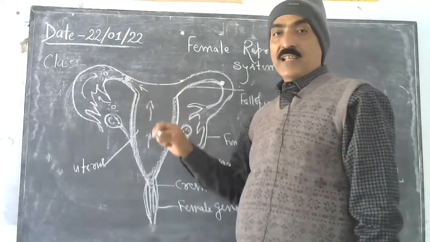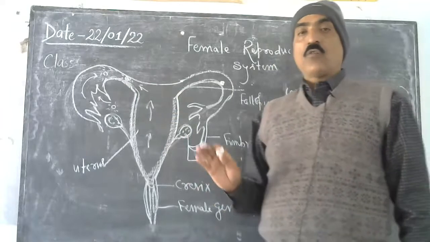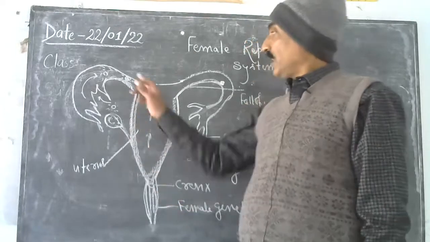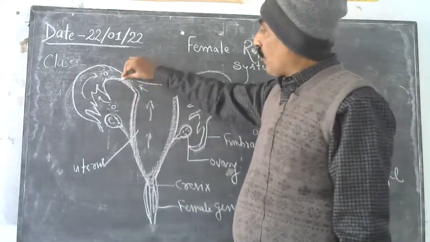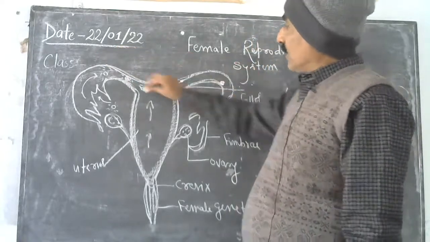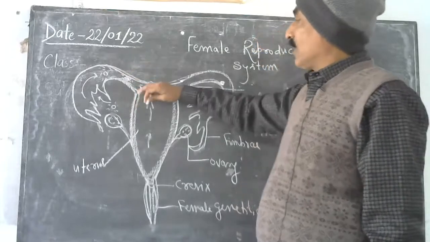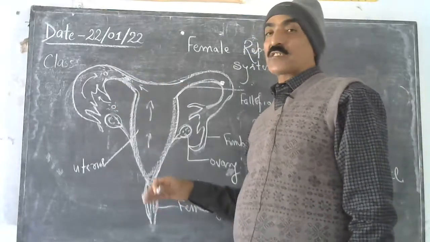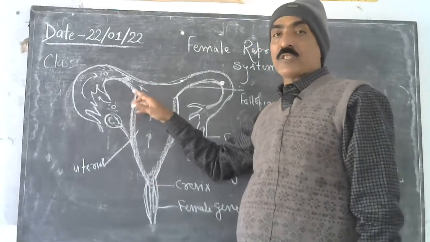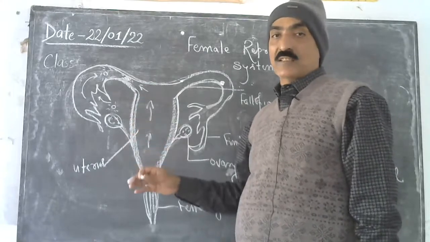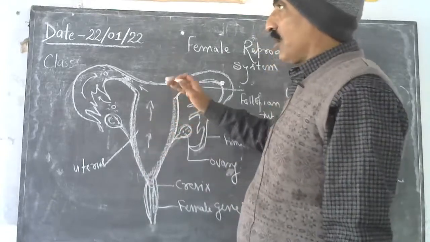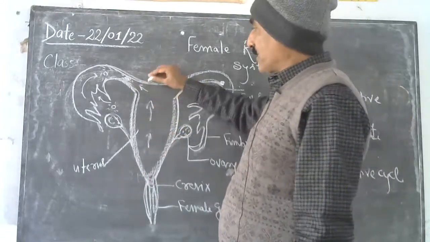So the site at which fertilization in the human female reproductive system is completed is the oviduct. So in the oviduct, fertilization happens. After fertilization, in the oviduct, cell division gradually starts. The cell division that occurs in the fertilized ovum to form the zygote is mitosis, and so a 16 to 18 cell stage appears, which is called the morula stage.